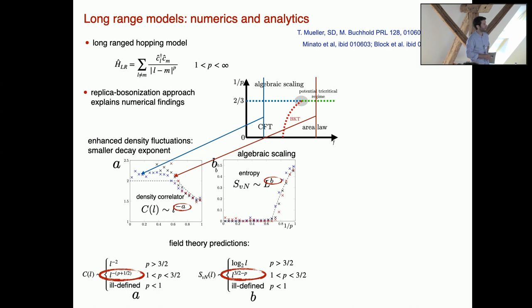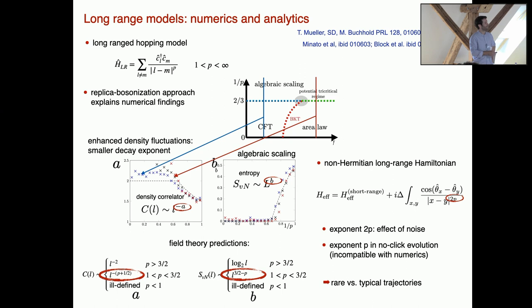All this physics, although we are using bosonization, is essentially encoded in this non-Hermitian long-range Hamiltonian with this cosine piece, where an interesting point to note is that this factor 2p makes a clear-cut quantitative difference between a Hamiltonian processed without the noise and one that actually takes the effects of this measurement noise into account. If we neglected this effect, this exponent would be p, which would be strongly incompatible with these numerical findings. So the difference between this theory and these no-click evolutions is that no-click evolutions look at rare trajectories, while this looks more at typical trajectories. The effect of noise is crucial here, even quantitatively, also an effect that Ehud has seen with this change of the k parameter.